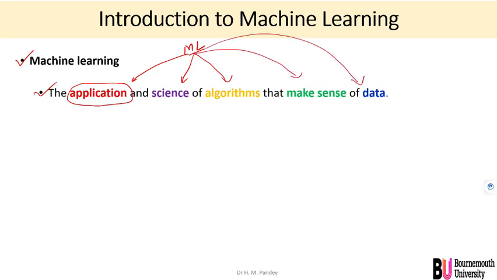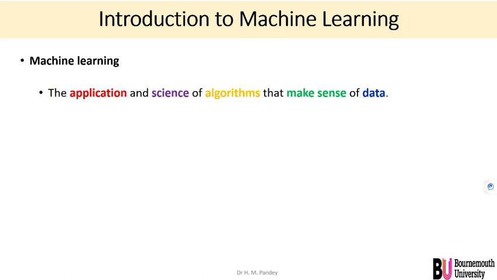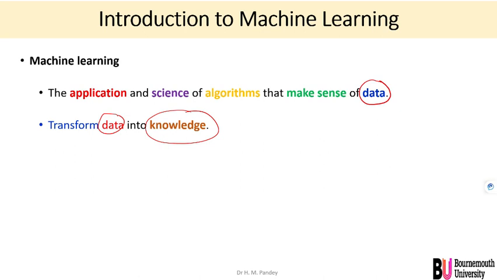As I said in my previous example, you have been provided data, you are going to implement your algorithm, and your algorithm will make sense from this data. This is the simple definition of machine learning. It transforms data into knowledge, so you will get the actual information present in your data.